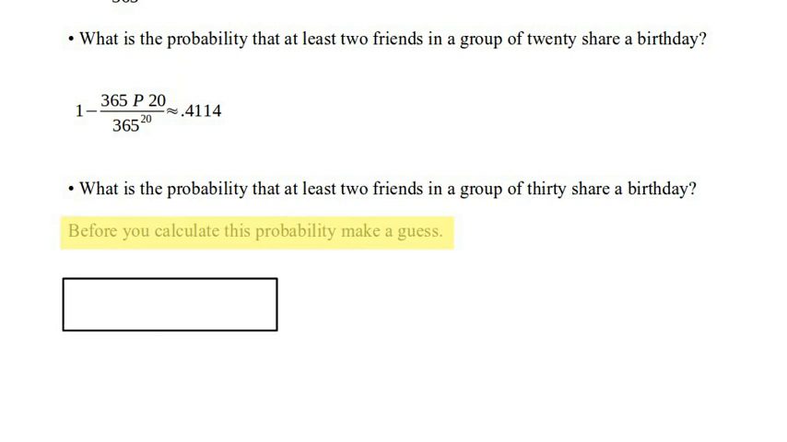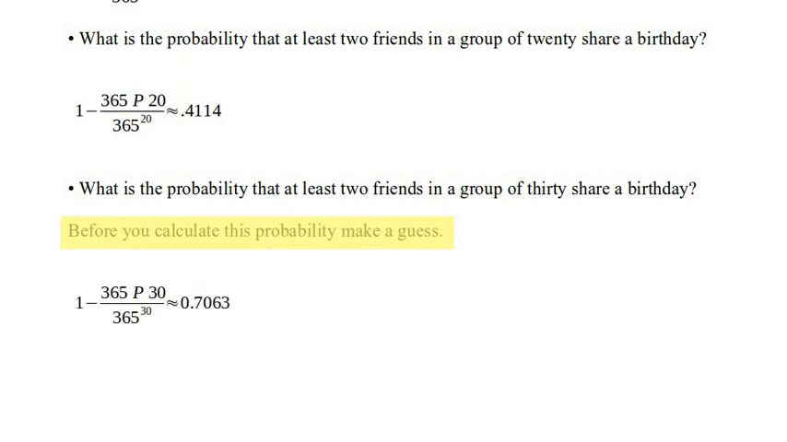And before you do, even though it's relatively straightforward just to change those 20s into 30s in your calculator, make a guess. We went from 7% to 41%. That's pretty dramatic, going from 8 friends to 20. So let's work through this. And we see that we're now at 71% approximately. That's amazing. In a class of 30, there's a 71% chance that at least 2 of those folks share a birthday. Now remember, implicit in this is the idea that birthdays are all equally likely.